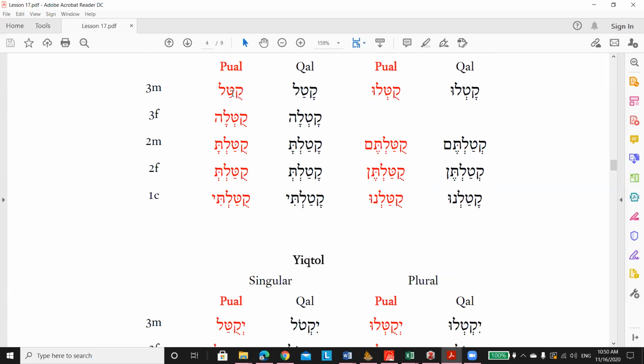So how can we translate the Pual? Remember, Pual is a passive of Piel. Kutal would be? He was killed. Kutela? She was killed. Kutalta? You were killed, you masculine. Yes, you were killed.